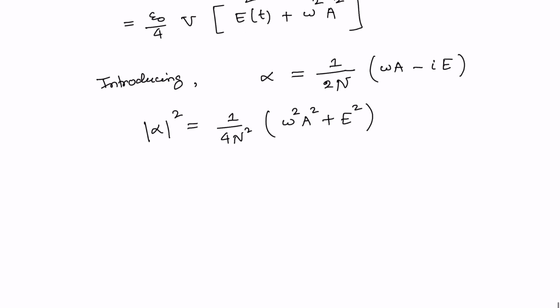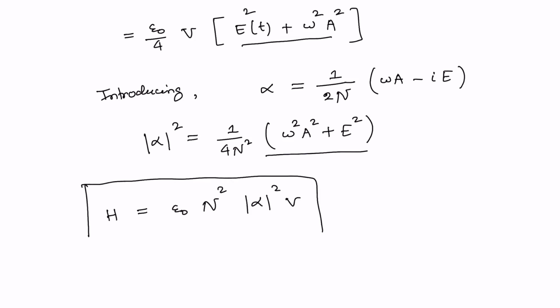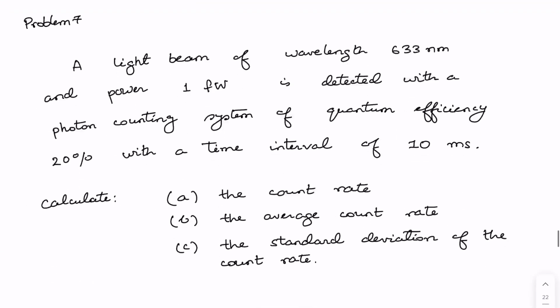Okay, and this means, because I have now, you see, this I have here and this I have here, so using this I can now write my Hamiltonian H is equal to epsilon 0 n square mod alpha square into volume, and this is what was required. Let us now work out this problem.